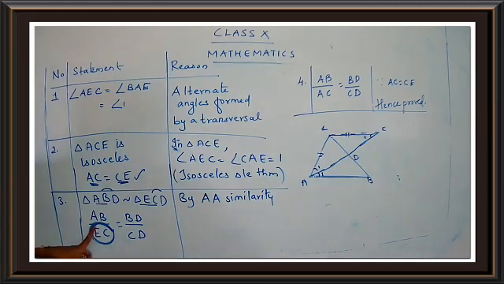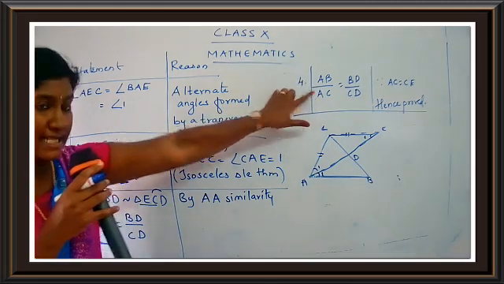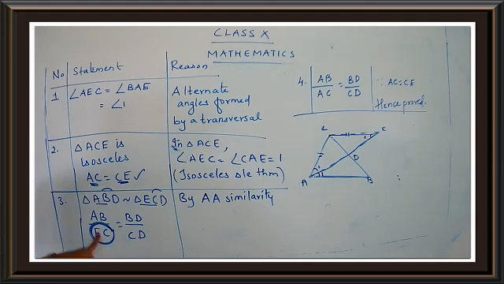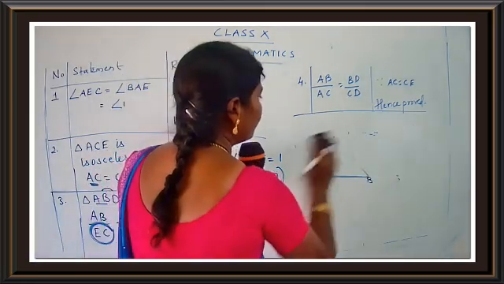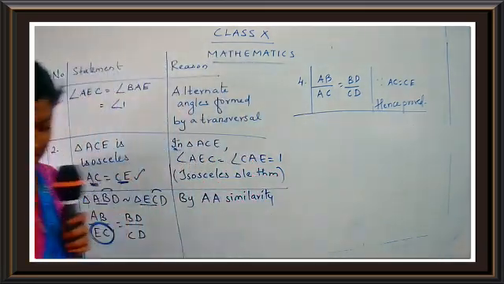The fourth step is AB upon AC, that is, just change EC as AC. AB upon AC is equal to BD upon CD. That is what we get from the previous statement. Hence proved. Done. The work is done here, children. Have you completed the theorem? I hope you people are clear with the theorem. Okay, good. Now, let's go for the homework part.